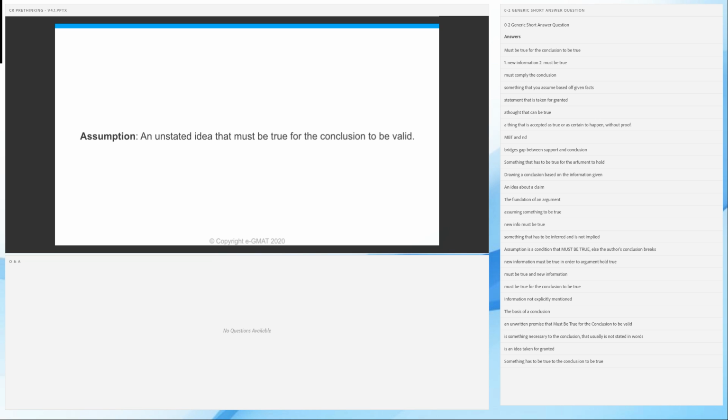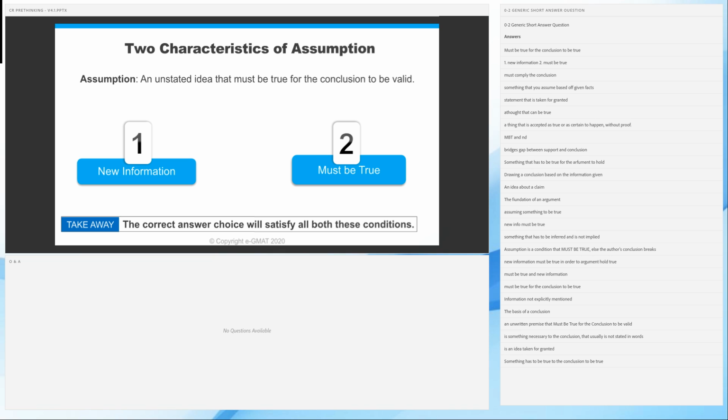So essentially, there are two attributes to an assumption. One is that it's unstated or non-inferable from the information, from the factual part of the argument. And the second is that it satisfies that must be true conclusion condition. This is essentially the core definition of an assumption. If you know this definition in and out, then you can answer every question that the test will throw at you, as long as you visualize the information that's given to you. Okay.